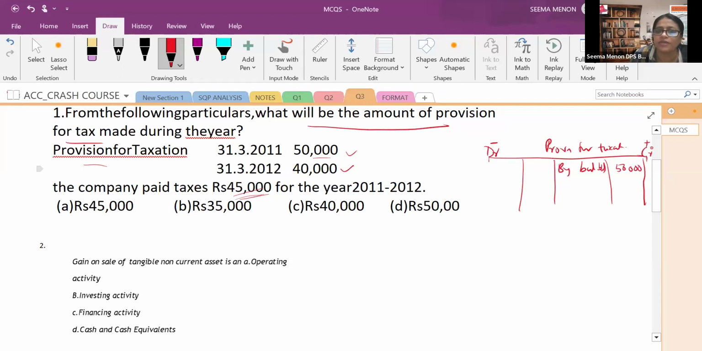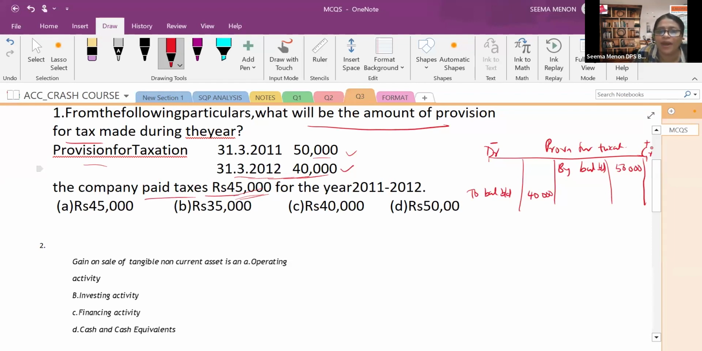Then you will be writing the closing balance. That is 31st March 2012. So you will write to balance brought down. This is for one marker question we are solving, so you have to do it very fast. If possible, you can do mental arithmetic. No need to prepare the account also. Here I'm explaining how to prepare the account.